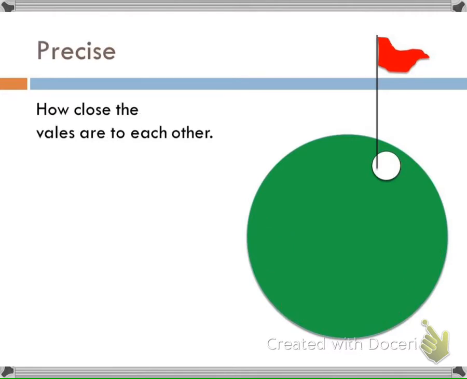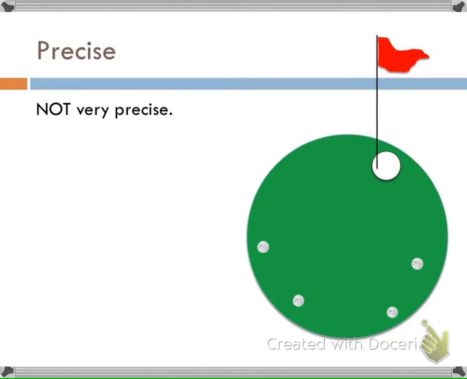On this next slide, we're going to talk about precision. And precision is how close the values are to each other. So it doesn't matter if they reach their goal. It doesn't matter if they get the hole in one. It doesn't matter if they get close to the hole. Precision is how close all of them will be to each other.